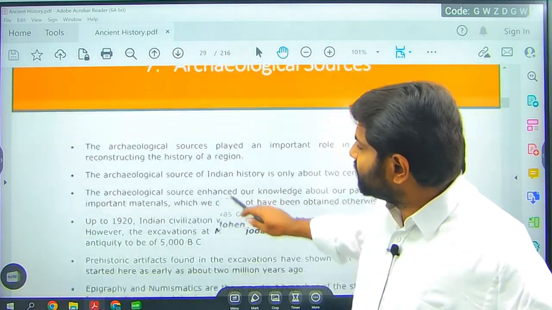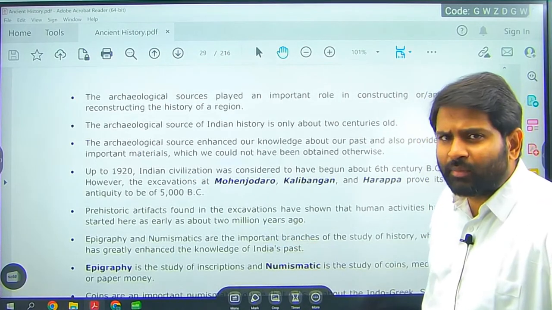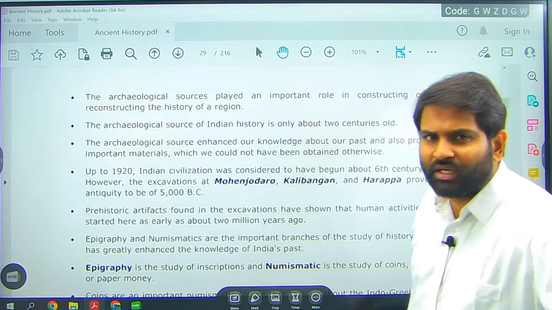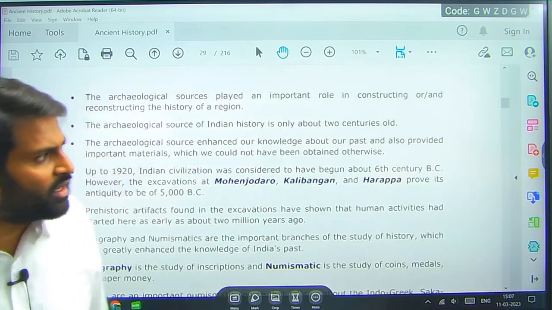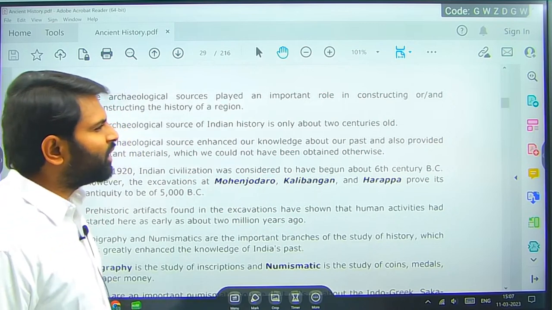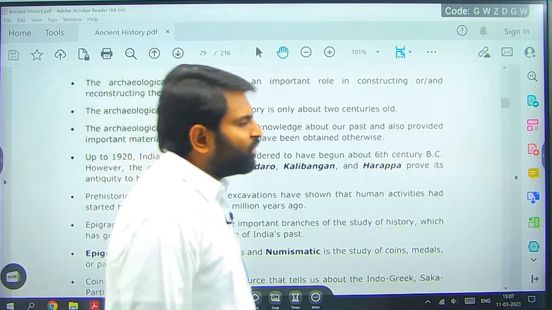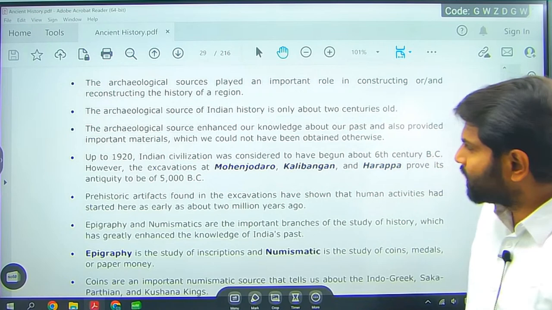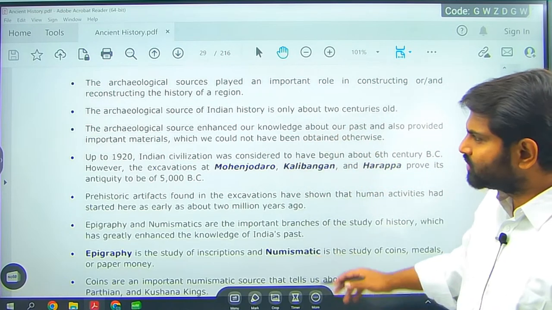Apart from that, if you see archaeological sources, these are another important source. If you go back, the literary sources are completed. Now what we have is archaeological sources. What are those archaeological sources? These have played more of a role in reconstructing history. Archaeological study of Indian history is only about 2 centuries old, just 2 centuries old.